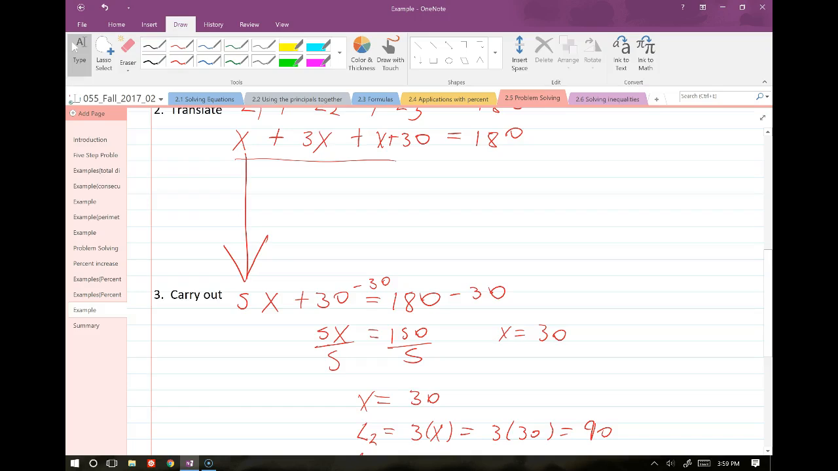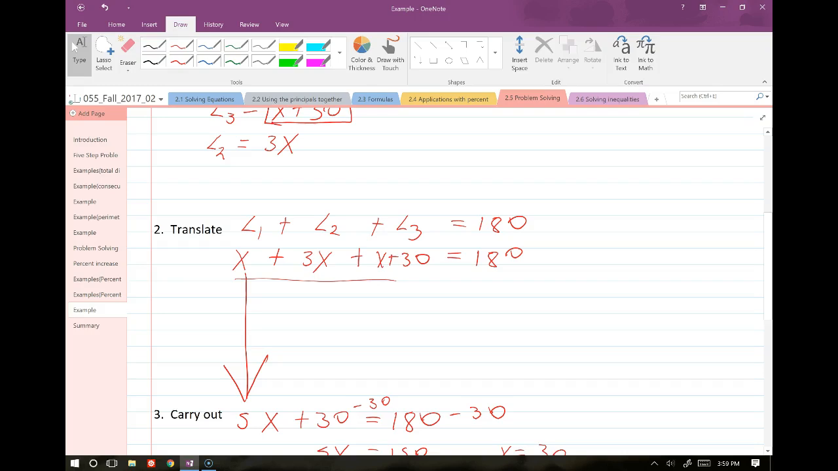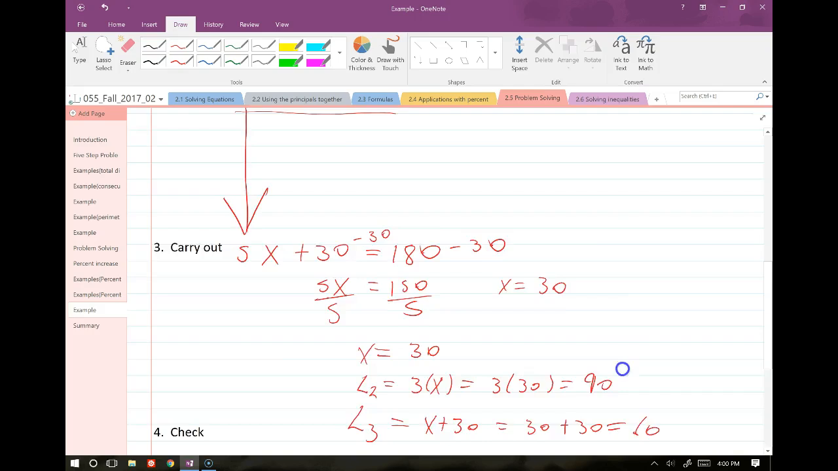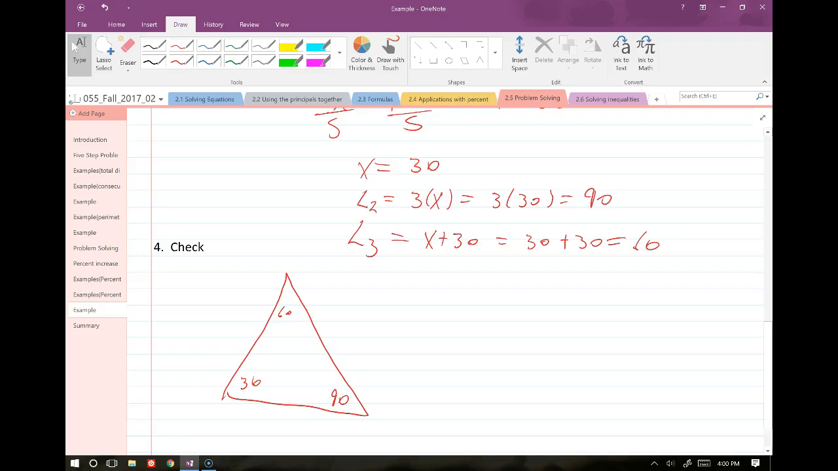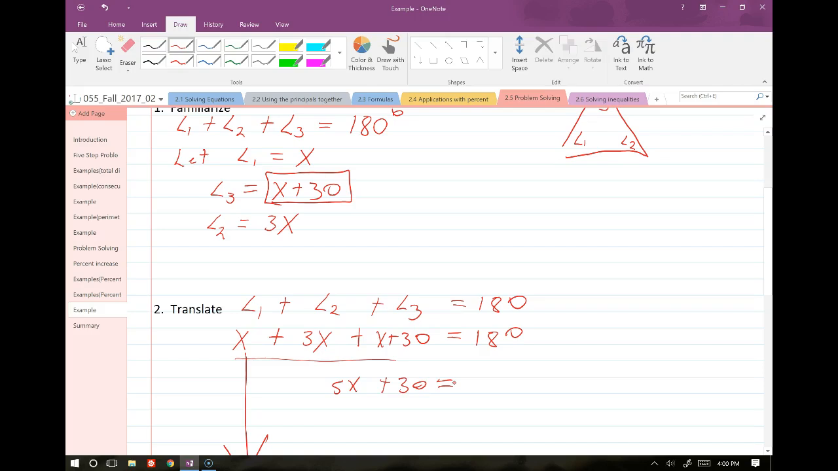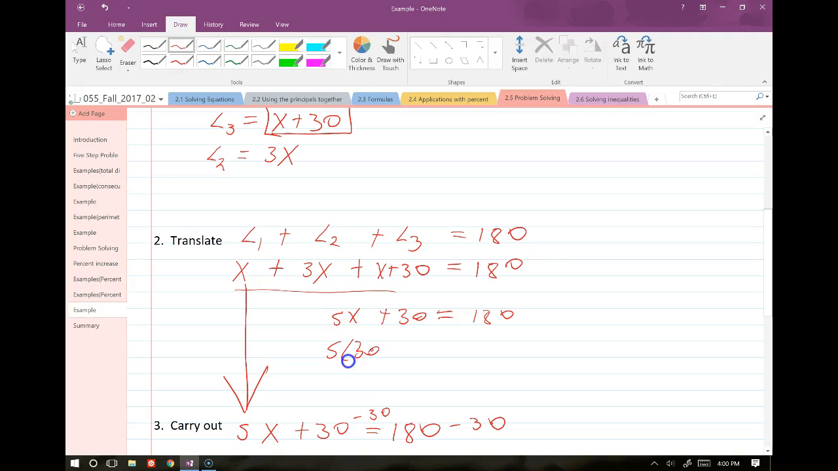Do we need to check that? Yes, we should check it, fine. Just plug it into the original if we want to check it. So 5x plus 30, if x equals 30, and I believe we're good, right?